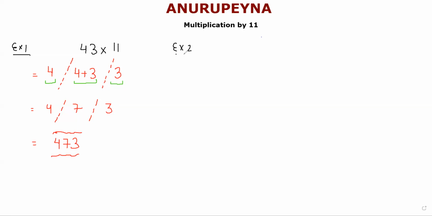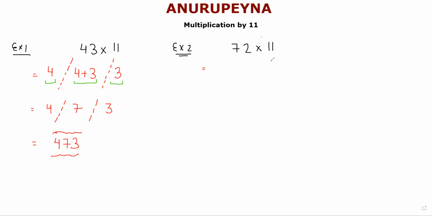Example number 2. Say you have to multiply 72 with 11. Try to do this question by the same technique that I have just told you. Pause the video, try to do the same question with the help of the same technique.